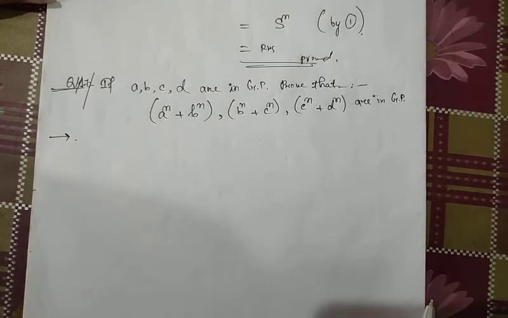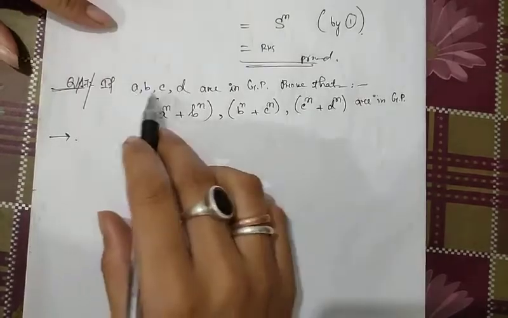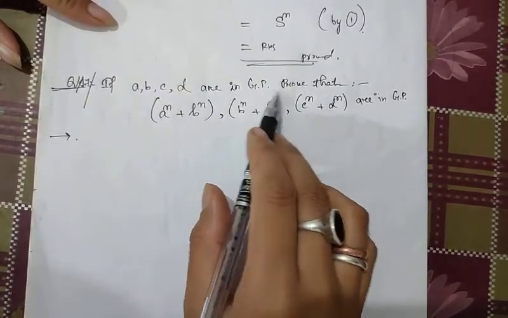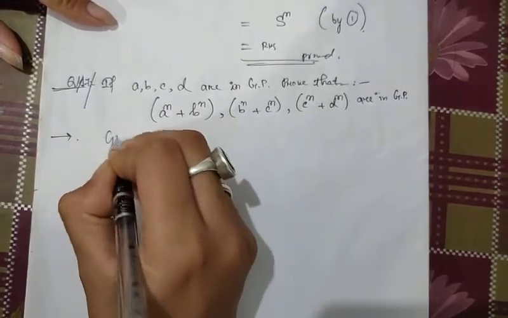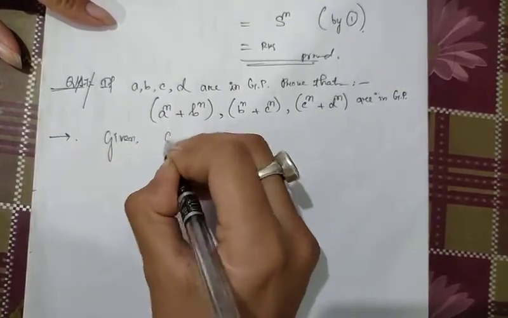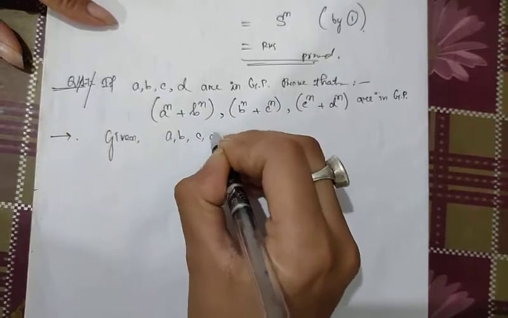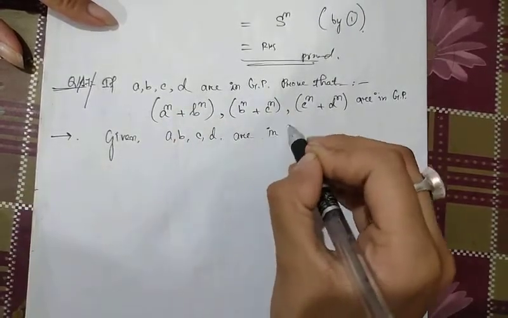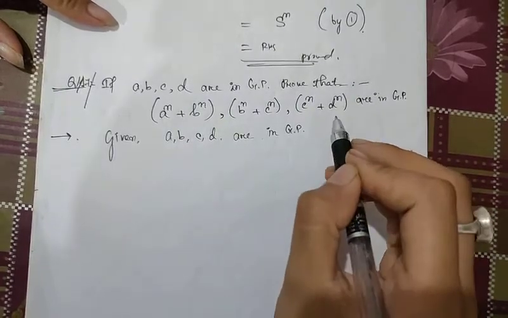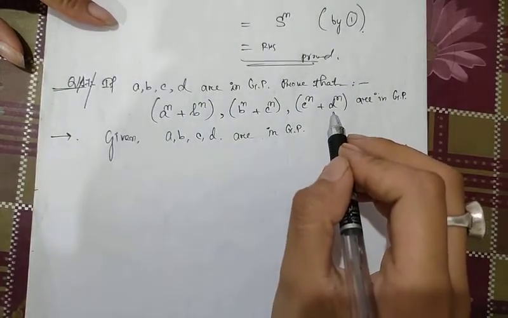So next we see question number 17. Here, if A, B, C and D are in GP, prove that these are in GP. So given, A, B, C and D are in GP.